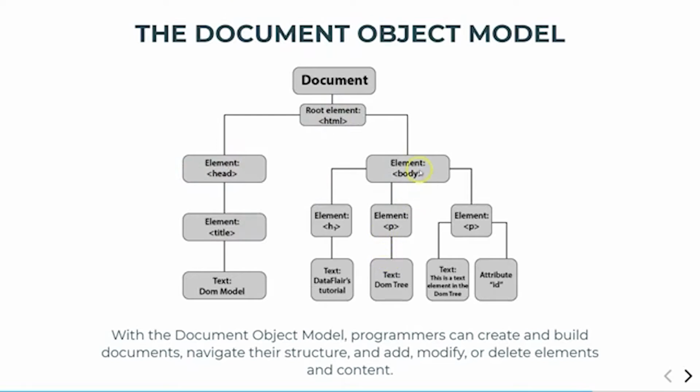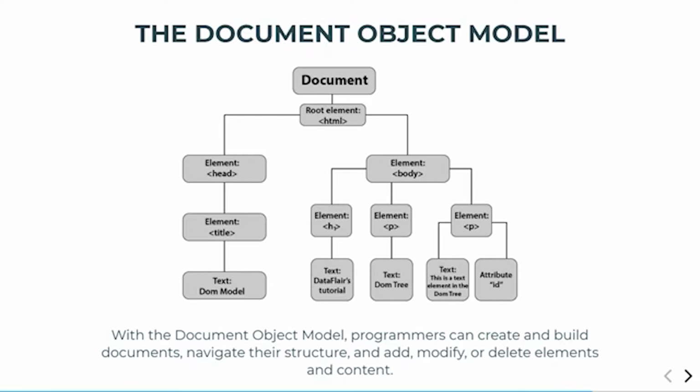So there's element nodes, there's text nodes, there's attribute nodes, right? But JavaScript has the ability to manipulate and target any of these nodes with the document object. And so we've seen the document object in a previous example, and we're going to do some more work with that in this video.